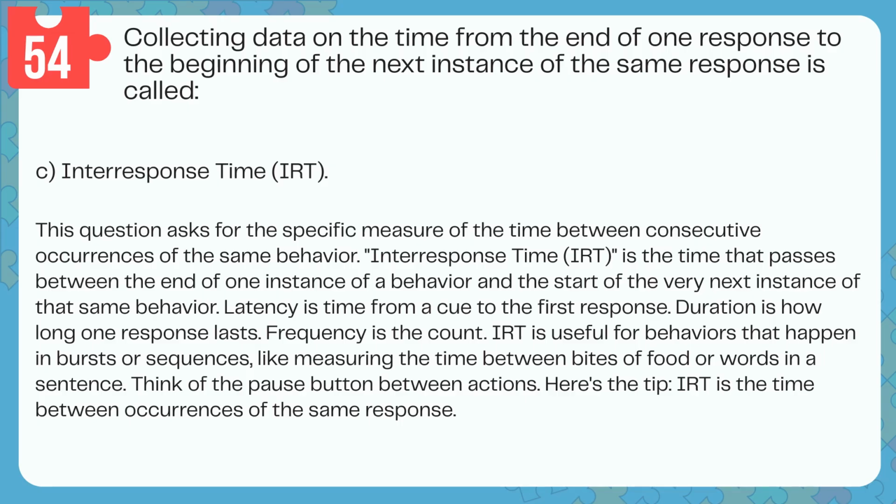Latency is time from a cue to the first response. Duration is how long one response lasts. Frequency is the count. IRT is useful for behaviors that happen in bursts or sequences, like measuring the time between bites of food or words in a sentence. Think of the pause button between actions. Here's the tip. IRT is the time between occurrences of the same response.